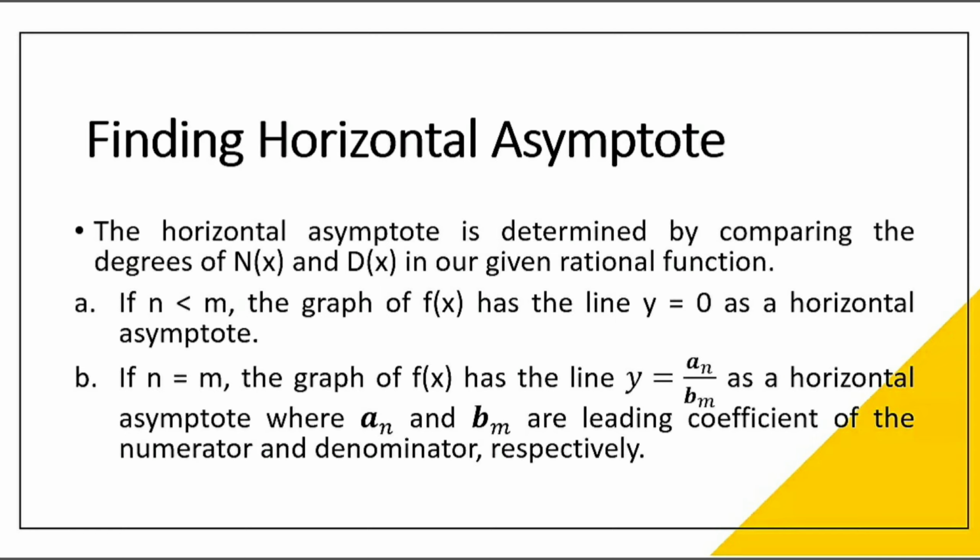First condition is if n is less than m, the graph of the function has the line y equals 0 as our horizontal asymptote.